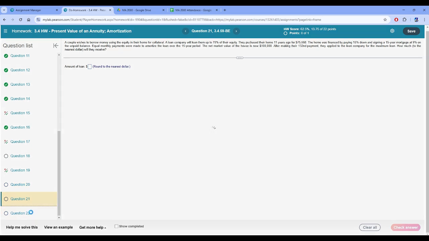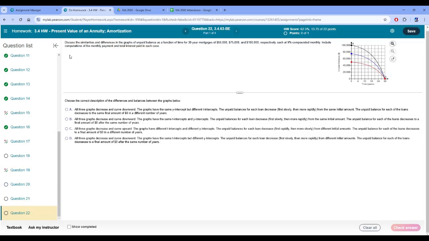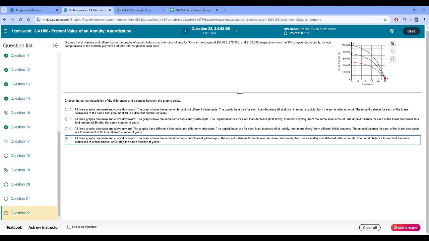Oh my goodness. What's this last question? Discuss the similarities and differences of the graph of unpaid balance as a function of time for 30 years, for 50, 75, and 100, respectively, at 9% each one. All three graphs decrease and curve downward. The graphs have the same t-intercept but different y-intercepts. The unpaid balances for each loan rapidly level off there.